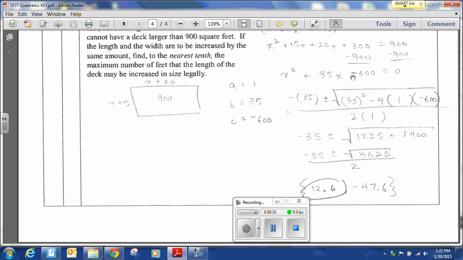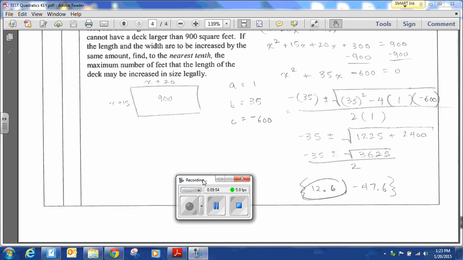Now we have standard form, and we have our coefficients 1, 35, negative 600. So we plug everything into the quadratic formula, and we end up with a positive answer and a negative answer. We must reject the negative root because that doesn't make sense to have negative length or negative width. So the final answer is 12.6 feet is how much we increase the length and the width by.